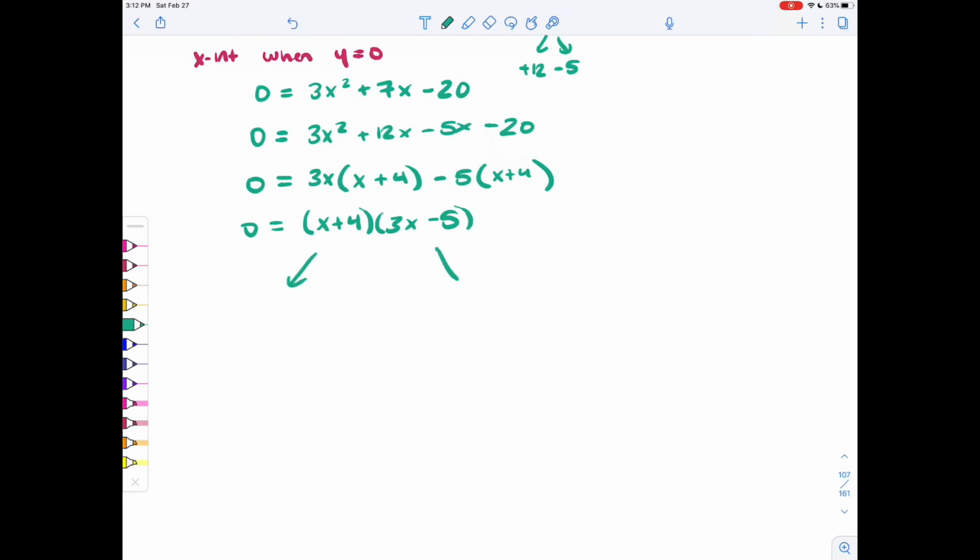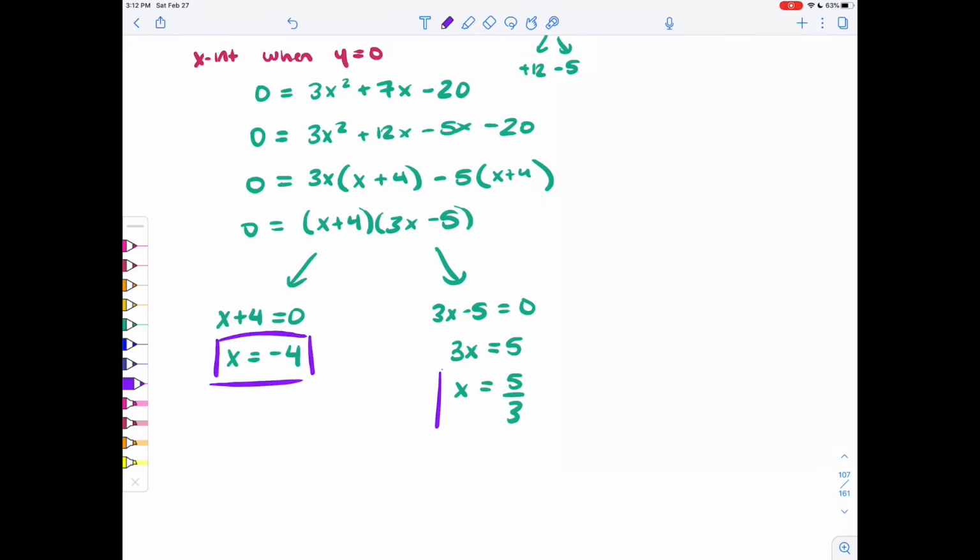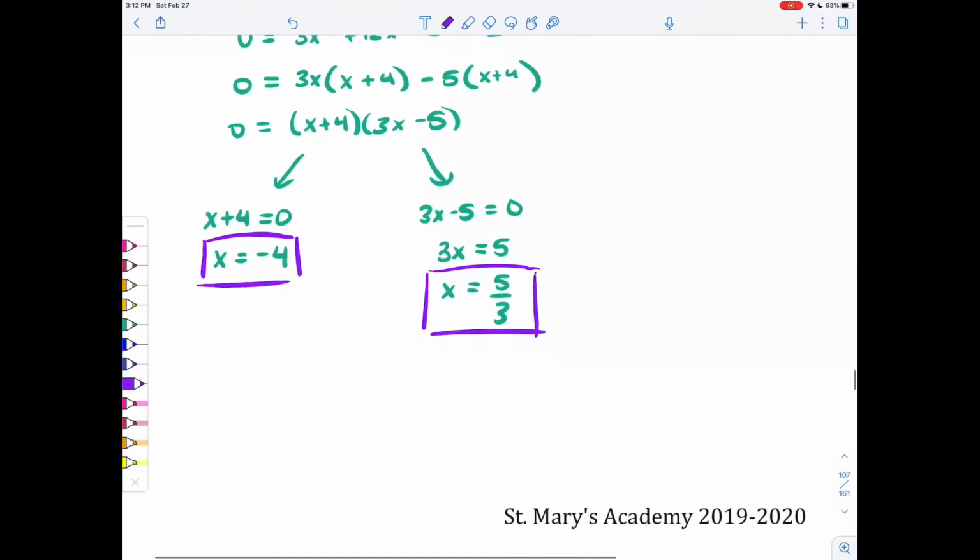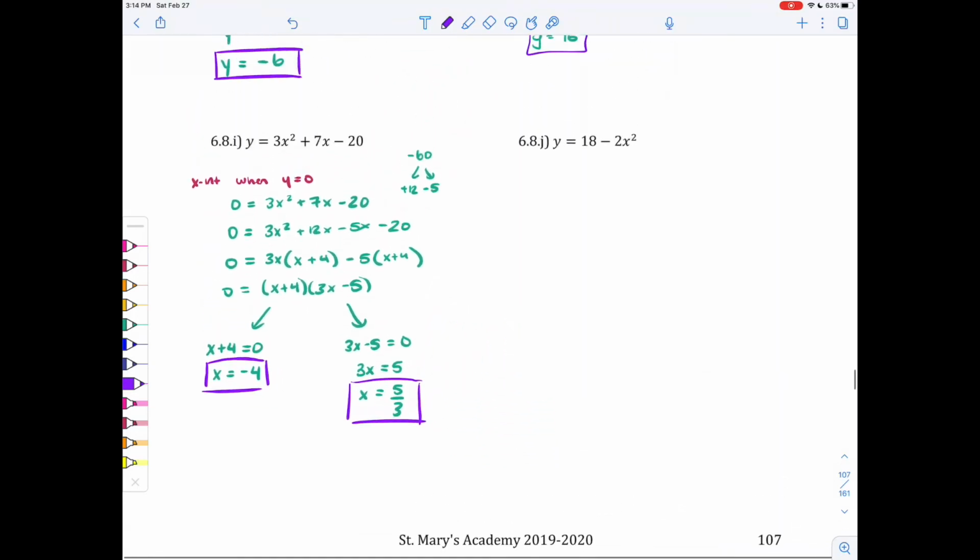And of course, I have two possible cases. I have the case when x plus 4 is equal to 0 or 3x minus 5 is equal to 0, because those things multiplied together need to give me 0. Which means x has the value of negative 4 and x has the value of 5/3. So I have two x-intercepts in this case, and they occur at the points negative 4, 0 and 5/3, 0.